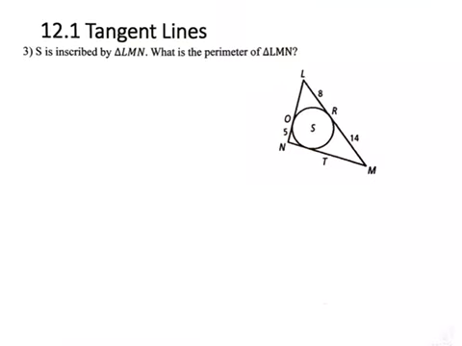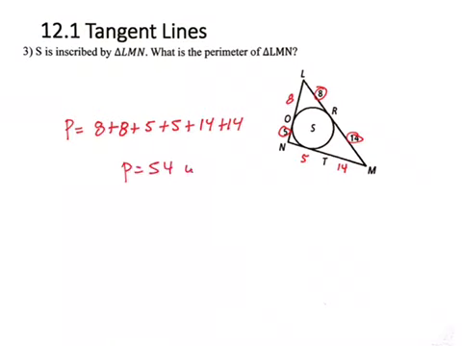Here it says circle S is inscribed by triangle LMN. What is the perimeter of LMN? So once again, we know that if this is 8, this is 8. If this is 5, this is 5. And if this is 14, this is 14. So once again, to find the perimeter, we just add them all up. So 16 plus 10 plus 28 is going to give us a perimeter of 54 units.